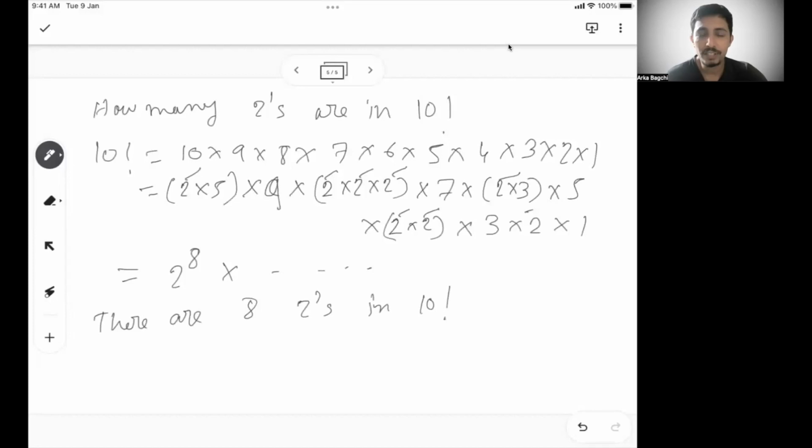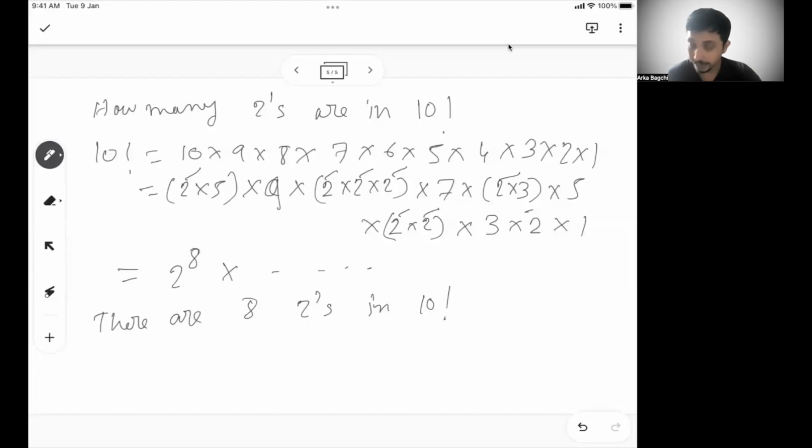Obviously, if someone asks you 100 factorial, you cannot do it in this way. This is basically an application of successive division, not exactly the way someone asks you to find the number. It's basically asking how many of a power of a prime factor there are.